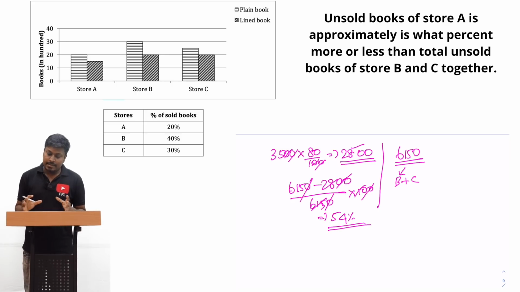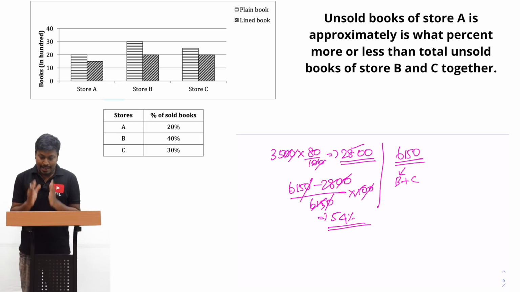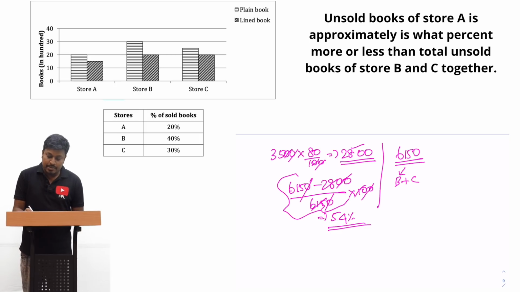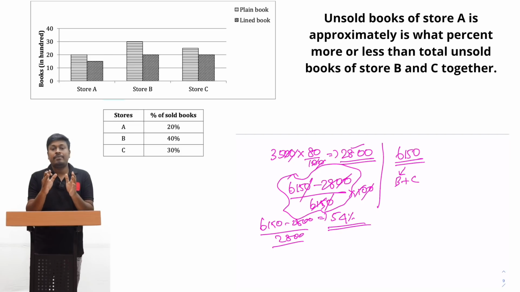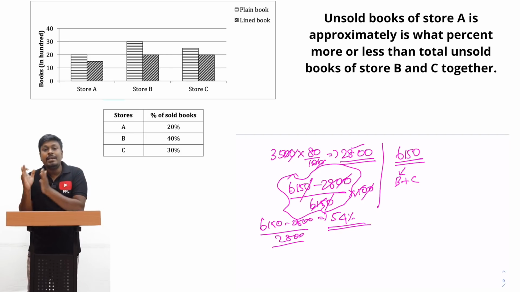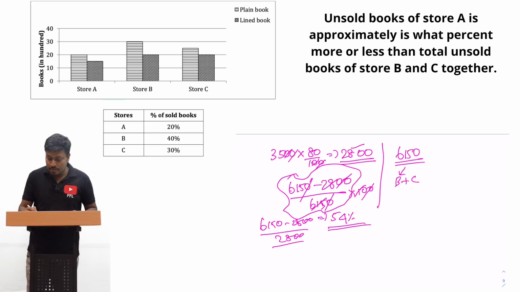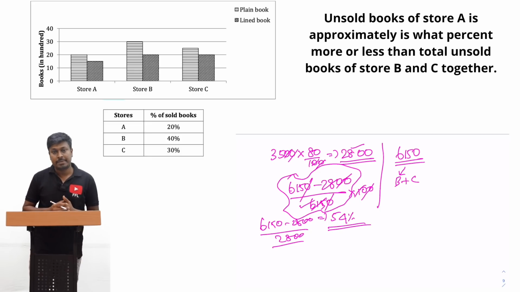So the thing here is you need to be a little bit careful while writing this value, because most of the students will wrongly write this as 6150 minus 2800 divided by 2800. Don't do that. Just look at the question carefully. X is what percentage more or less than the total number of unsold books of B and C together. We have to compare A with B and C. So the comparison value should always be written in the denominator. Got it?